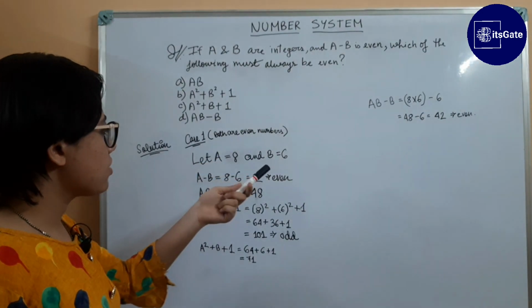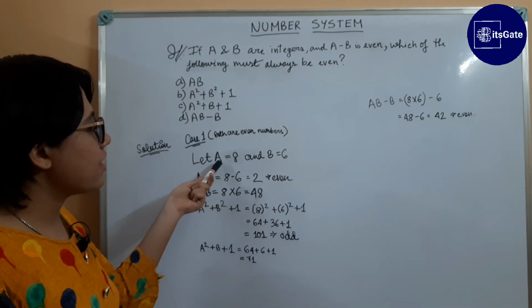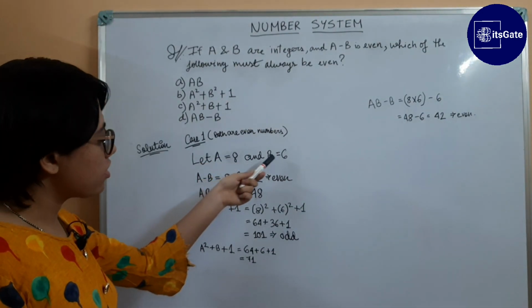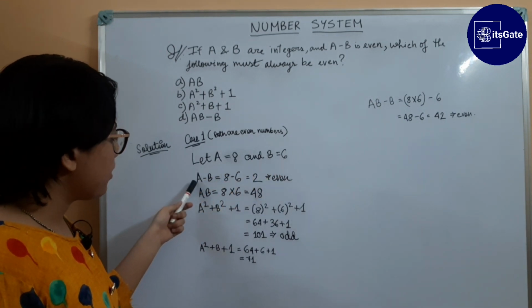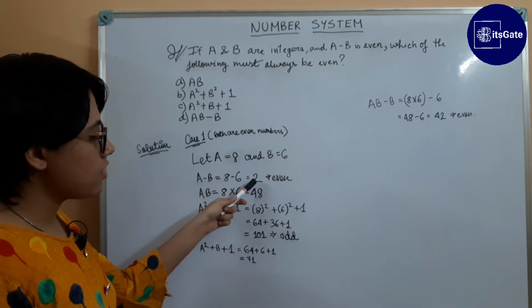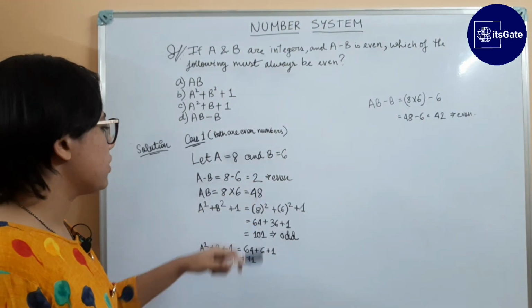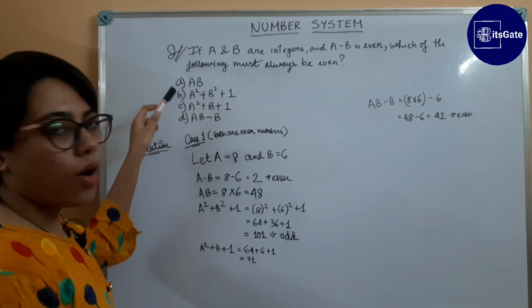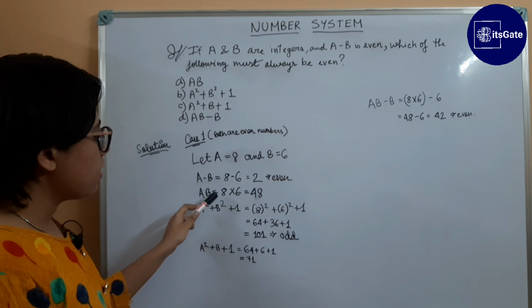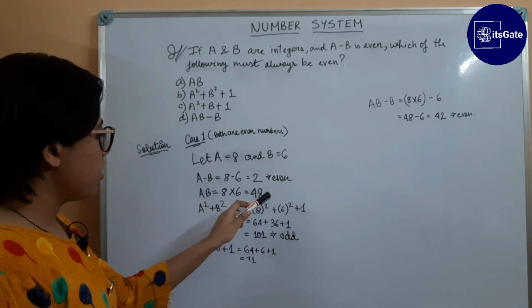So let us begin with the first case, where we are assuming both a and b as even numbers. So let us suppose a is equals to 8 and b is equals to 6. So we can derive that a minus b is 8 minus 6 equals to 2, which is an even number. Now let's check the options. ab is 8 into 6 equals to 48, which is even.